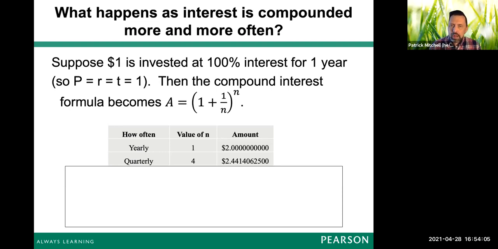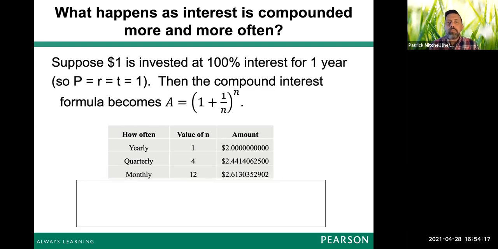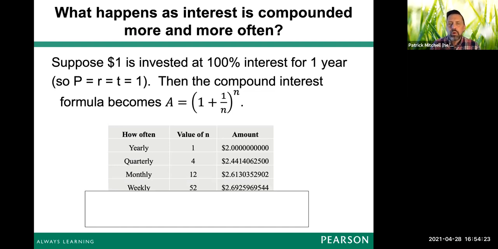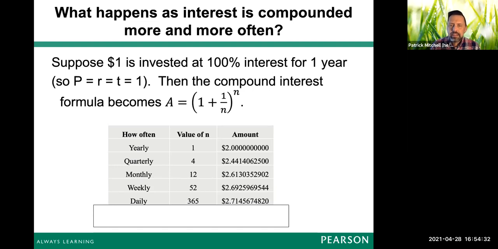And it turns out, and again, I encourage you to check this, just put 4 in for n in this formula, you would end up with about $2.44. If we do it monthly, you'll end up with $2.61. If I do it weekly, you'll end up with $2.69. Are you going to become a billionaire? If I do it daily, you'll end up with technically a little bit more than $2.71.